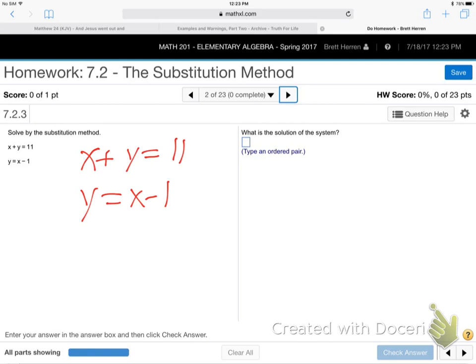Give it a go. What's the answer? You can almost tell by looking. What does x have to be? What does y have to be? Can't you tell by looking? What two numbers add to be 11, and one of them, take away 1, is the other one? They're different by 1. What two numbers are different by 1 and add to be 11? 6 and 5. Right? Anyway, just do the formula. It's got to be 6 and 5. 6 plus 5 is 11. 6 minus 1 is 5, right?